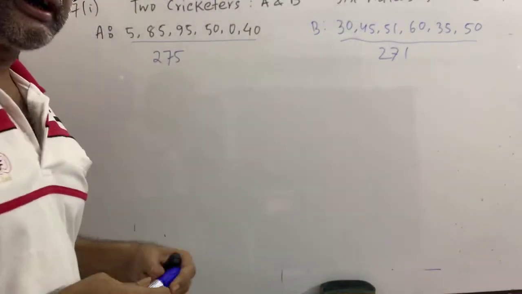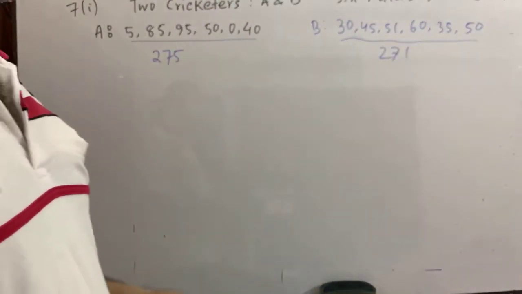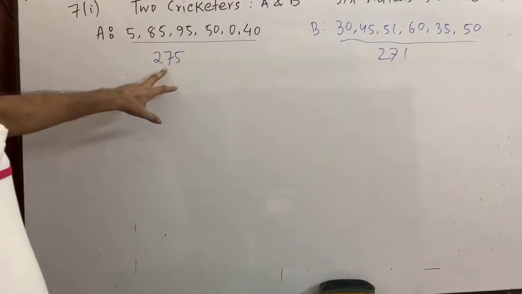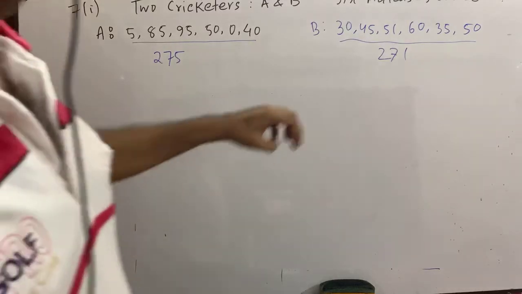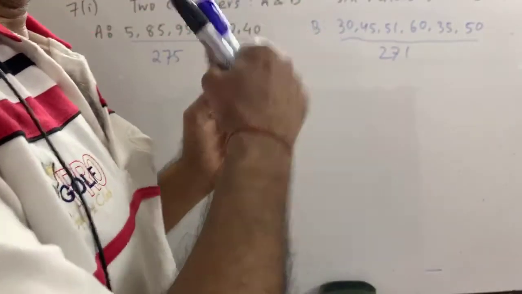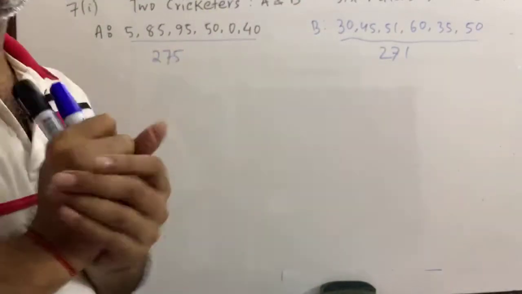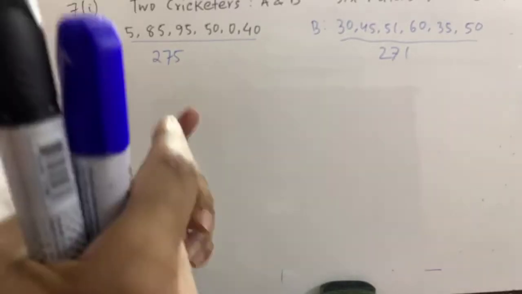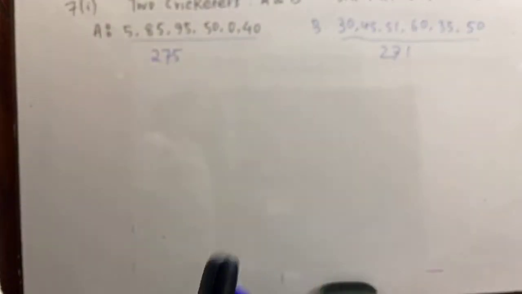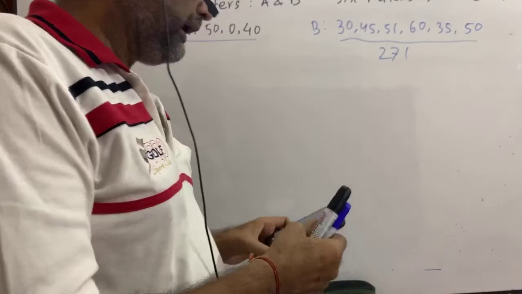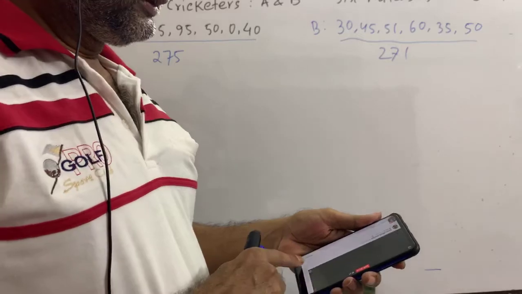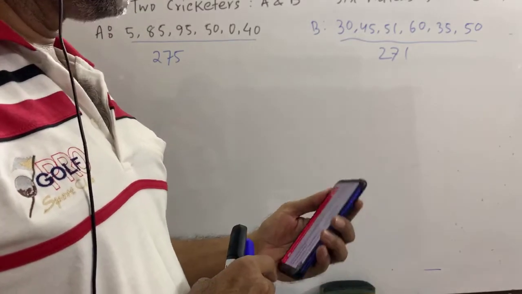Now suppose you are the selector of the cricket board, then which player is to be selected? His score is 275, his score is 271 in consecutive 6 T20 matches. You have to take one of these two. Who will be taken? Can you tell me please? I want to see your comment. I told you that there are some maths which are to be used in real life.